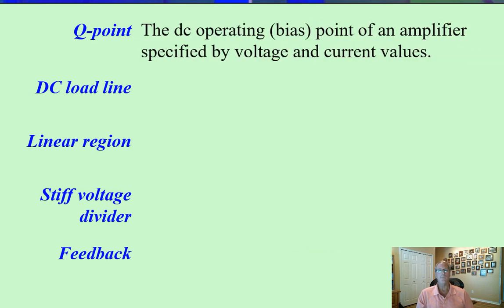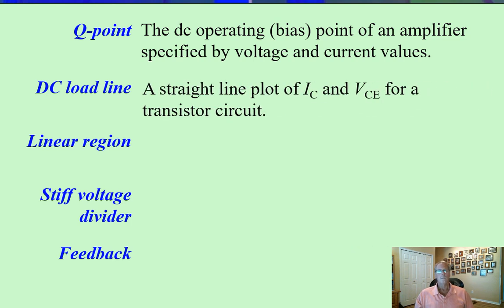Q point is a DC operating point of an amplifier specified by voltage and current values. So that's the point that it sits at when there's no input stimulus. So it's silence in the microphone, for example. It's just sitting there. And the load line is the straight line plot of IC and VCE for a transistor circuit. You climb up and down that load line. How? By changing your base current.